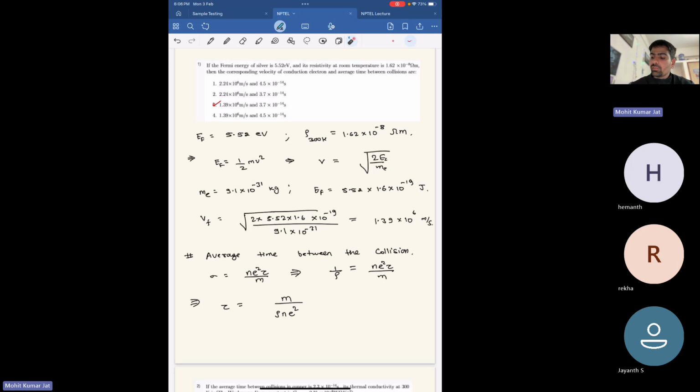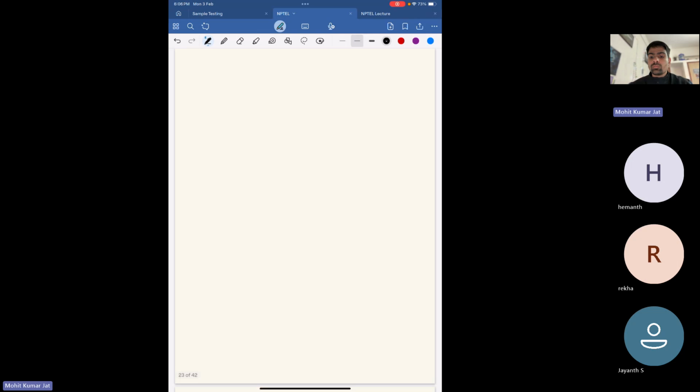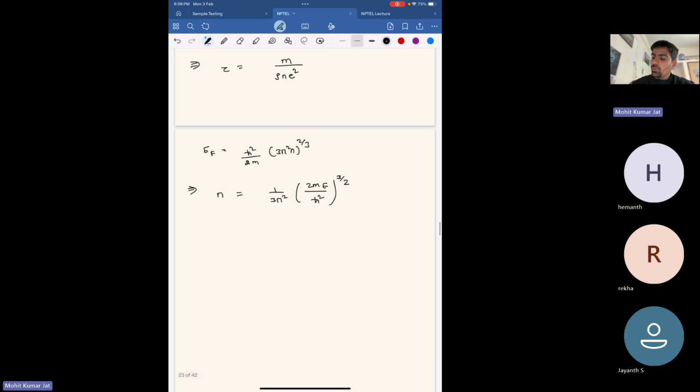So the Fermi energy is given, so I can compute n. We know that the Fermi energy is given as h bar square by 2m times 3 pi square n to the power 2 by 3. This is from the class notes, you can refer. And if you do the reverse of it, if you write it in the form of n, then you can write it as 1 by 3 pi square times 2 m EF by h bar square to the power 3 by 2.